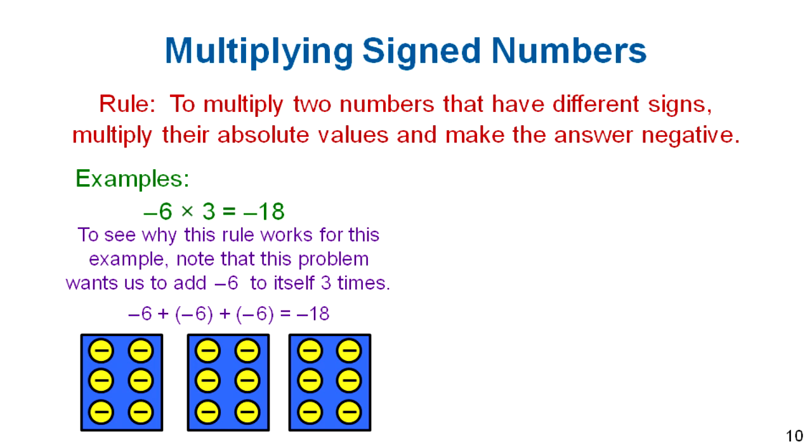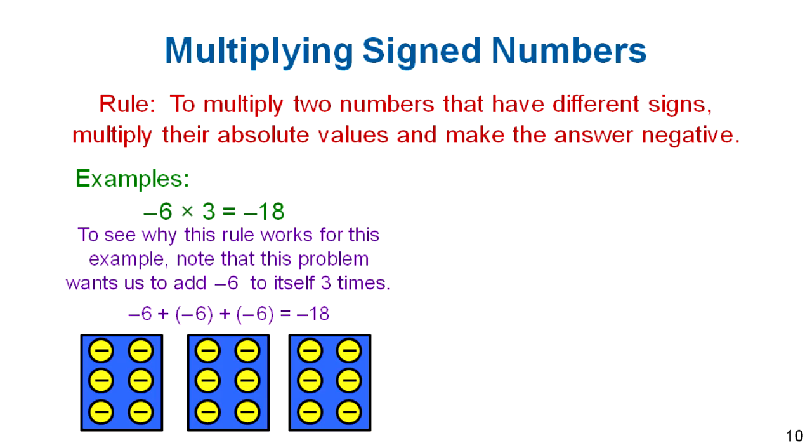To multiply two numbers that have different signs, you can multiply the absolute values of the numbers and then make the answer negative. For example, if we want to multiply -6 times 3, we can start by noting that 6 times 3 is 18, and then, since the two numbers have different signs, make the answer negative.